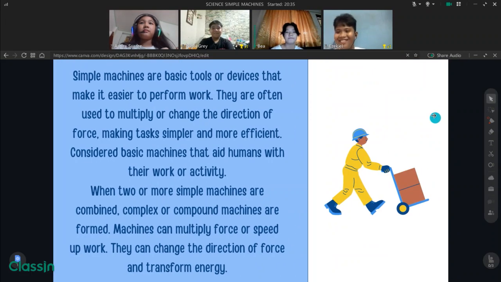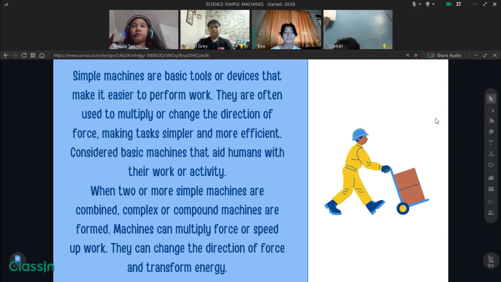Simple machines are basic tools or devices that make it easier to perform work. They are often used to multiply or change the direction of force, making tasks simpler and more efficient. Considered basic machines that aid humans with their work or activity. When two or more simple machines are combined, complex or compound machines are formed.